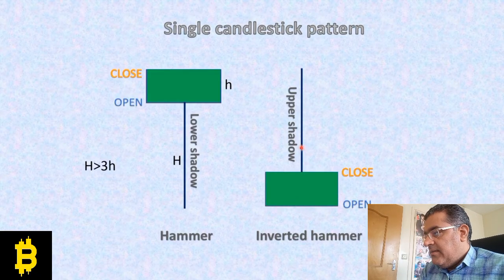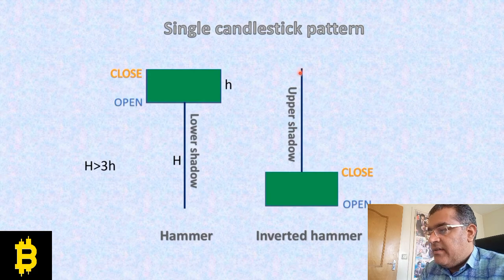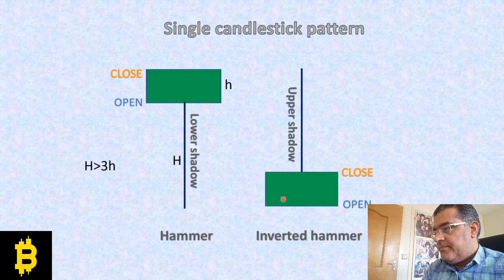The hammer opens at this point. The price comes down because of the sellers previously, and when it gets there, it is rejected by the buyers' power. The buyers are bullish, and the price goes up, and finally it closes there.